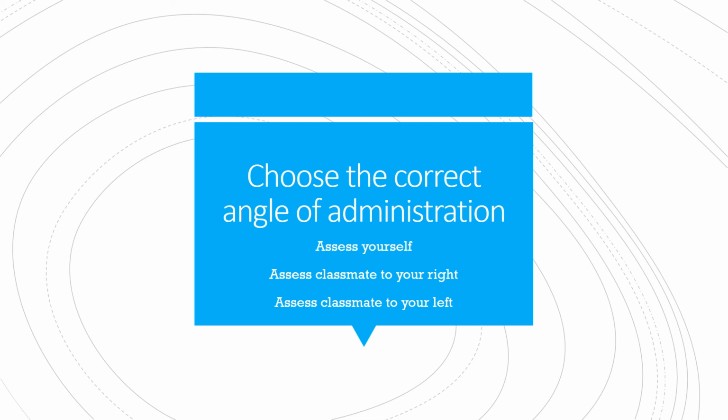After you've finished that, I want you to look at your classmate to your right, look at their outer upper arm, and assess: do you need to give that injection at a 45 or a 90-degree angle? And then do the same to your classmate on your left. Assess which angle of administration would be best.